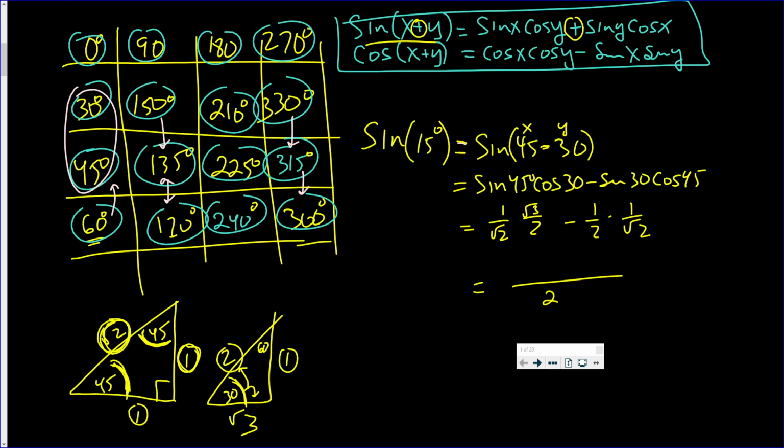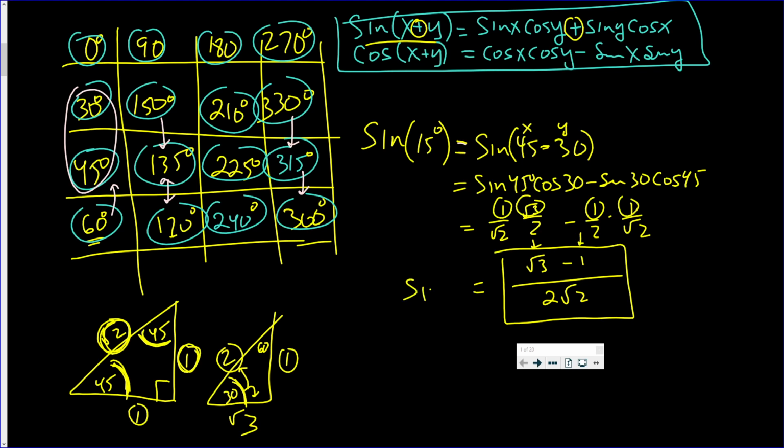They have common denominators. The first fraction is square root of 3 minus 1. 1 times square root of 3 is square root of 3. 1 times 1 is 1. And the denominators are the same. That is one way of writing the exact value of the sine of 15 degrees.